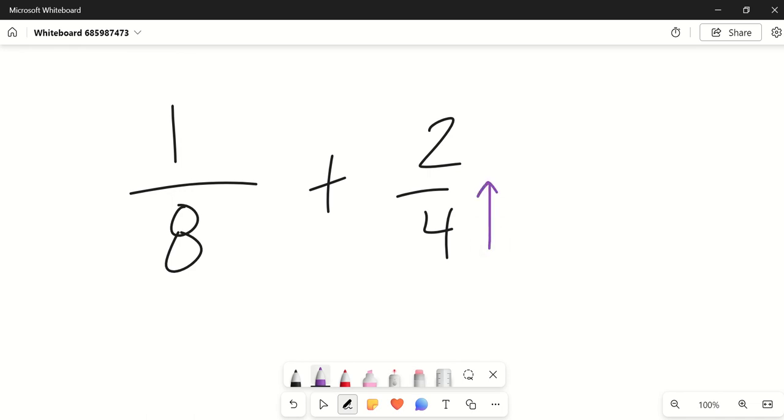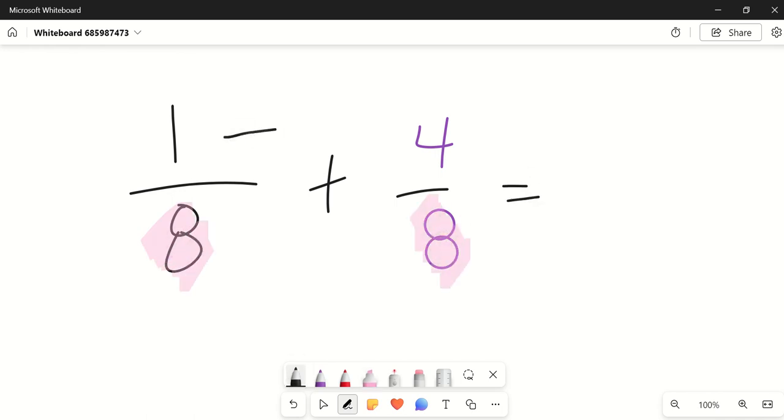I can make that 4 become 8 by multiplying it by 2. Whatever I do to one number, I have to do to the other. So both of these are going to be multiplied by 2. 4 times 2 will become 8, and 2 times 2 will become 4. Now that I have like fractions, common denominators, I can add numerator and numerator.